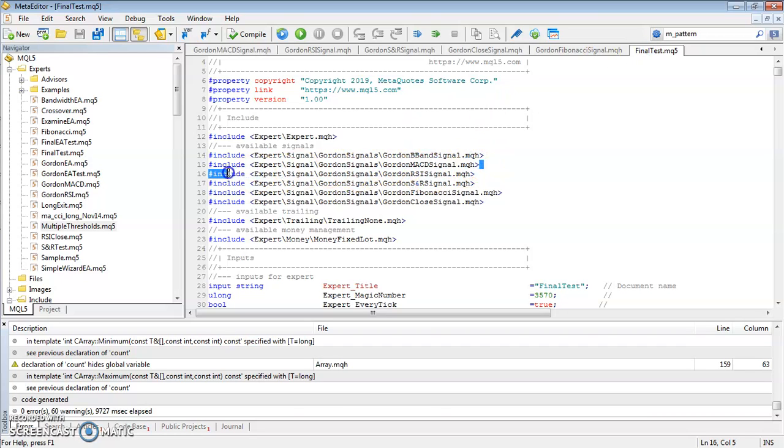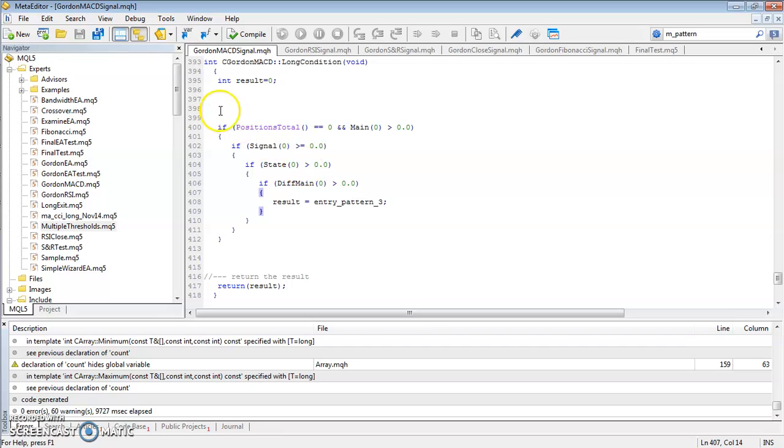So for MACD, we've included it here. It's also simple. It triggers a trade when there aren't any open trades, when the main MACD line is above the 0 baseline and the signal line is above or equal to the 0 baseline. The state is pretty much the difference between the MACD line and the signal line. If the difference between those two is above 0, it means that the MACD line is greater than the signal line.